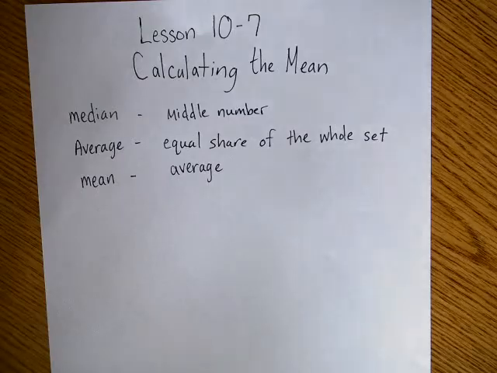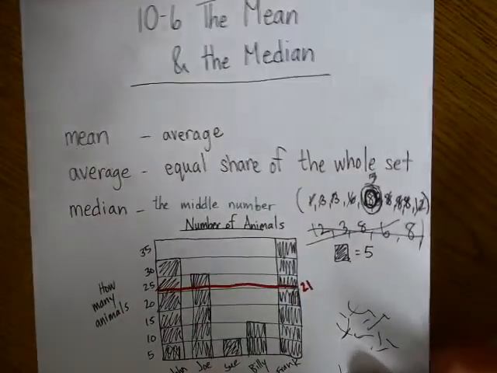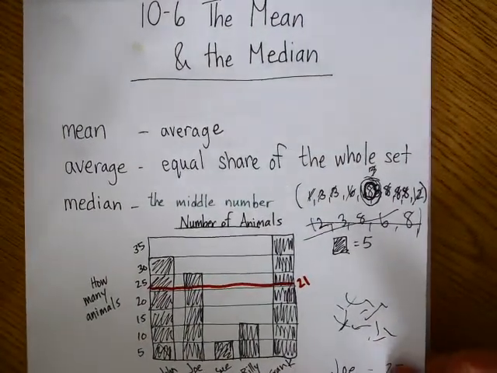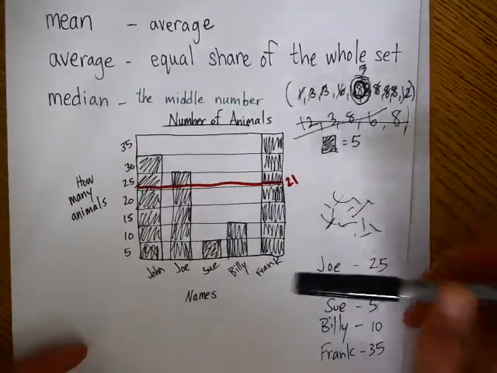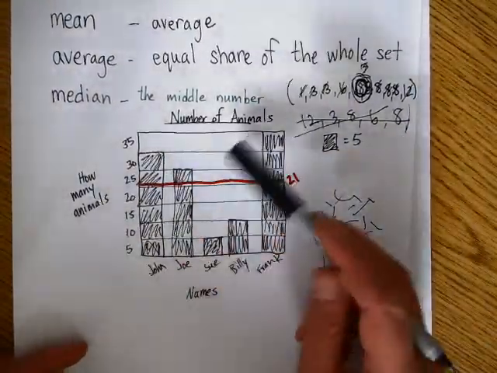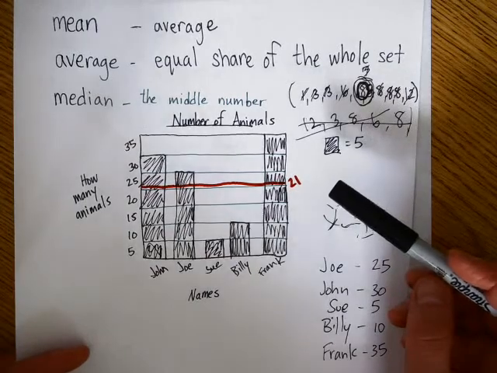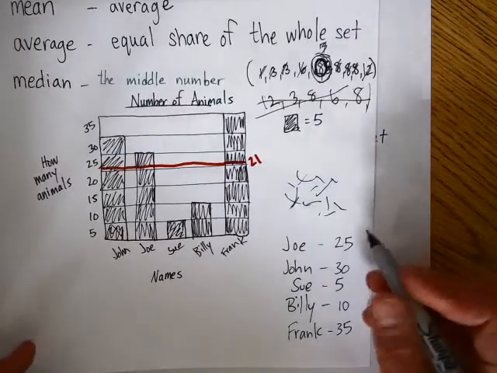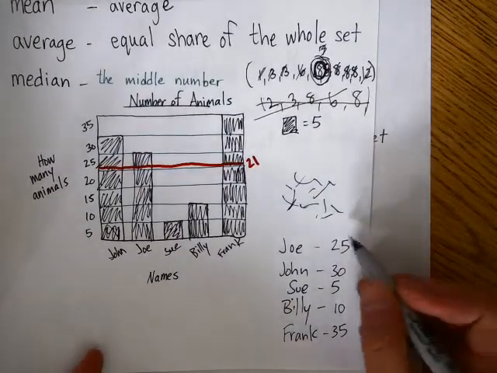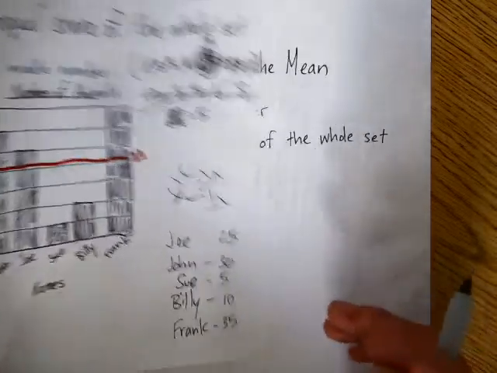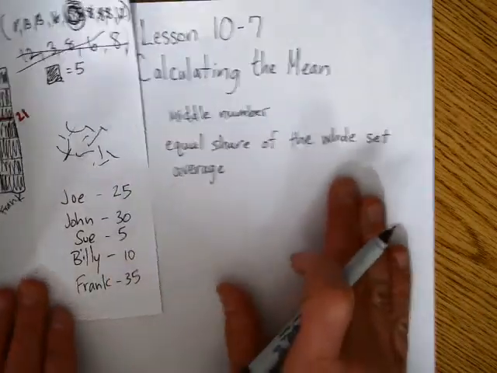If we remember in lesson 10.6, the mean and the median, we have a set of data that we looked at about how many animals different friends had. And we put together a graph. So this would be the set of data here for Joe, John, Sue, Bill, Billy, and Frank.